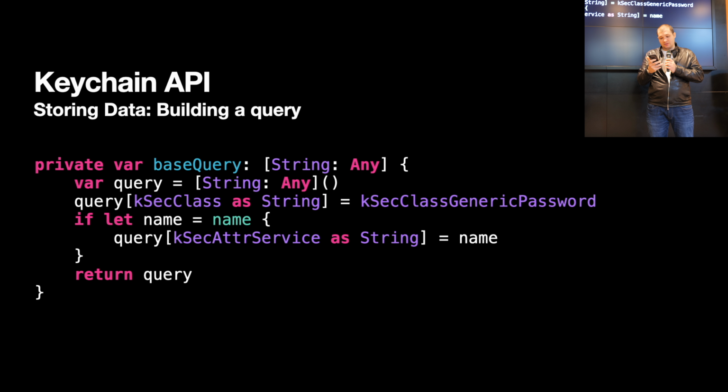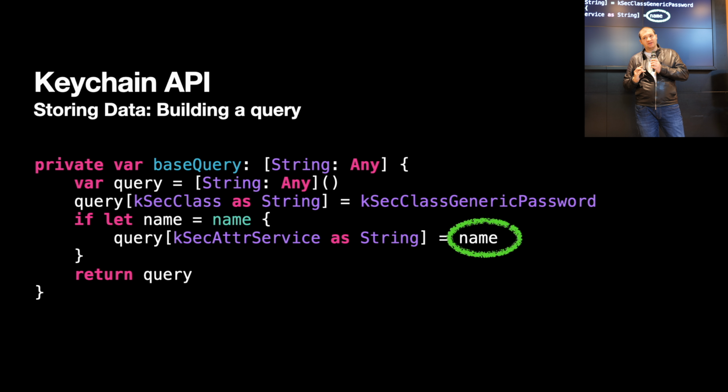So we just embed the name of the service into the query. Again, a very procedural manner. If the name is provided, you just use some specific constant and set it there in your query. I guess if the name is not provided, then it will use some default keychain, default service. And now let's build, based on that base query, a removal request.